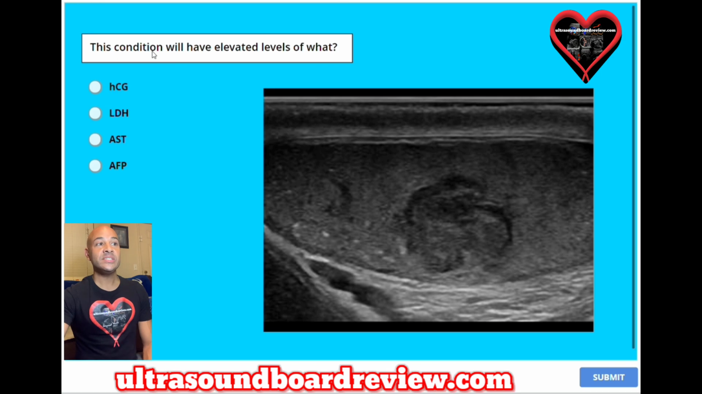Question 104. This condition will have elevated levels of what? A. HCG. B. LDH. C. AST. Or D. AFP. The answer is AFP, which is elevated in patients with non-seminous tumors.